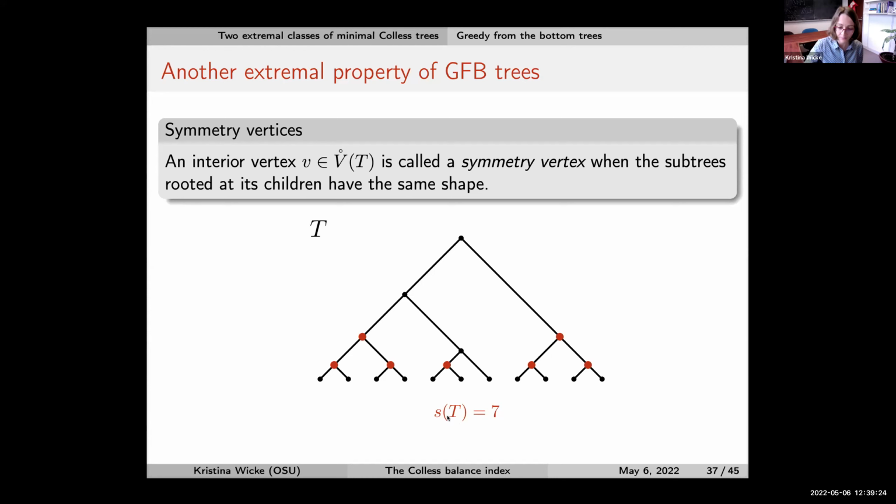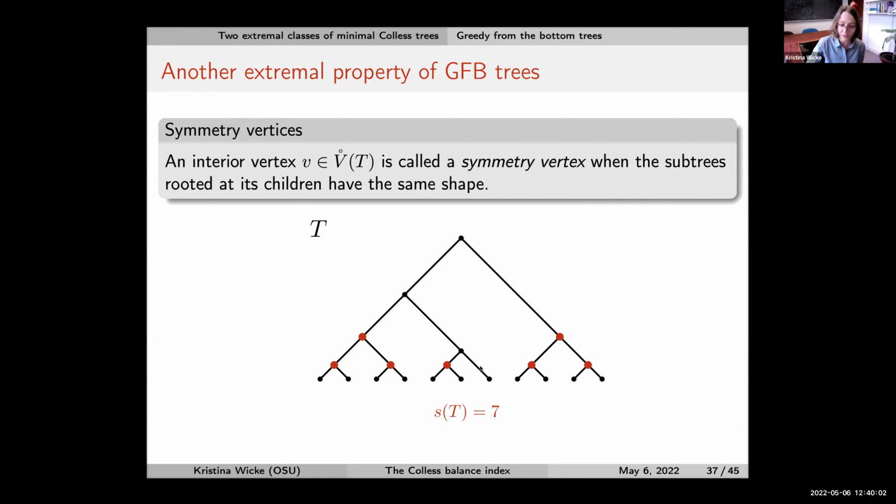This number of symmetry vertices is in fact also used as a balance index. There was a recent paper, I think last year, where just counting the number of symmetry vertices was proposed as a measure of tree balance. Okay, so here in this example for this tree, we would have 7 symmetry vertices, depicted as these red vertices. All others are not symmetry vertices. In particular, this one is not a symmetry vertex because this subtree has size 2, this one only has size 1, so they cannot have the same shape.